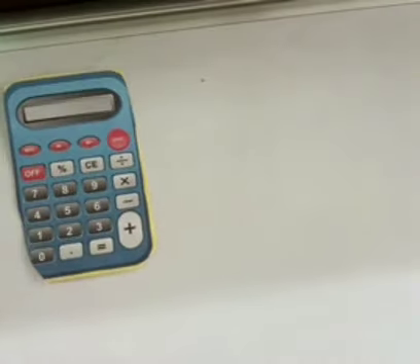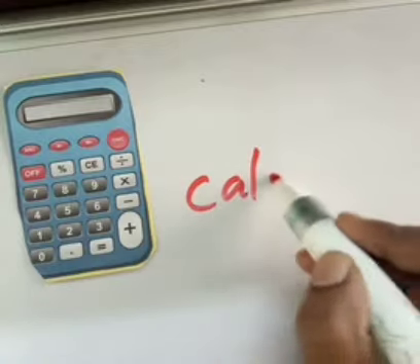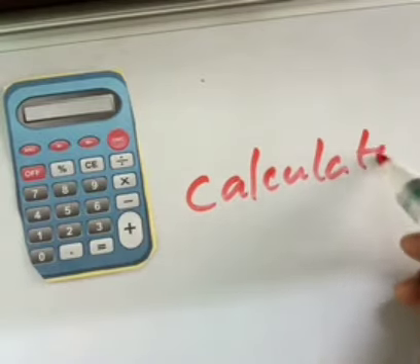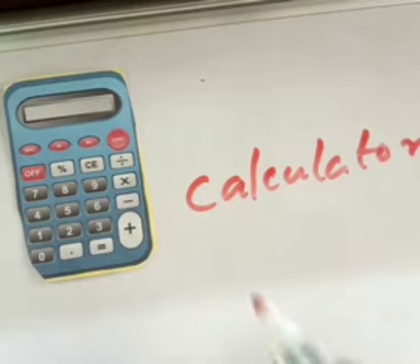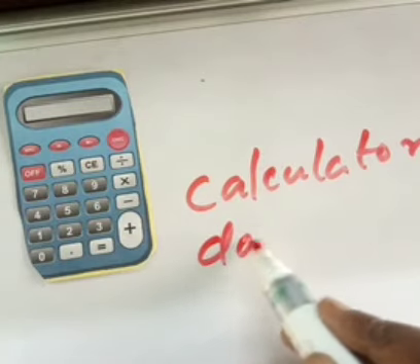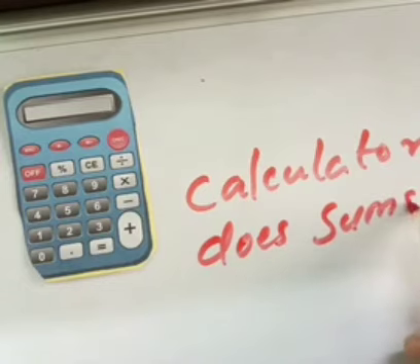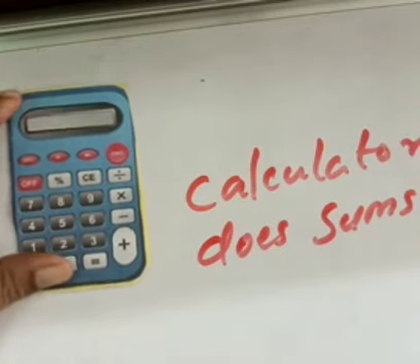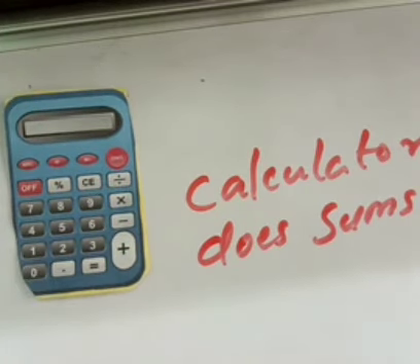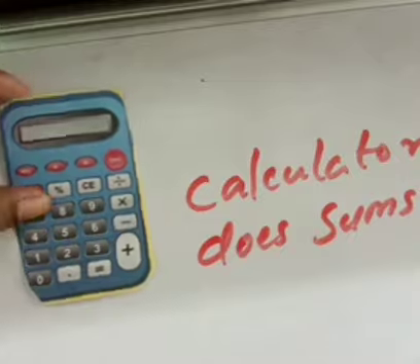Okay, so now look at this picture. What is this? This is a calculator. And this calculator helps us to do sums. Okay, calculators are helping us to do sums. And what is the use of this machine, children? These machines help us to do sums. What is this? This is a calculator. Okay, so you want to study the uses also.